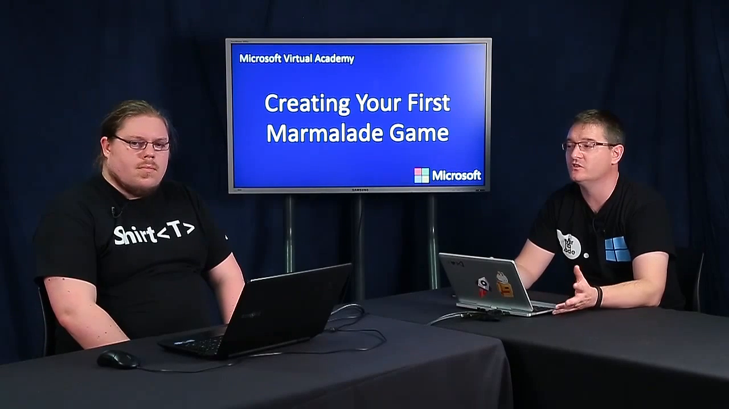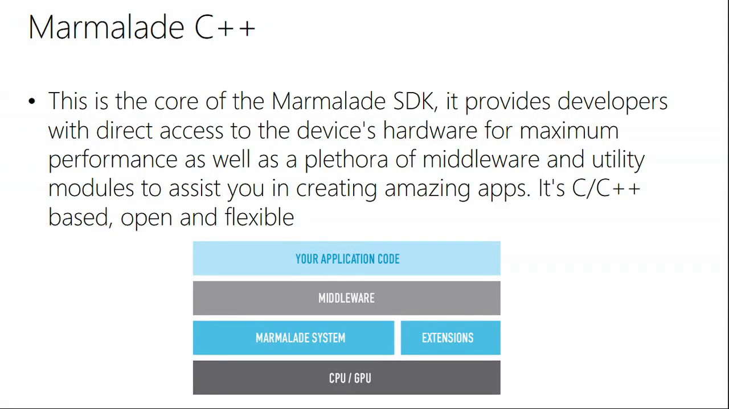So this is the construct of Marmalade in terms of the architecture piece. As James said earlier on, it's about the CPU, then sitting on the Marmalade systems with the ability of extensions, and then the middleware that you want to use, and then your application code.